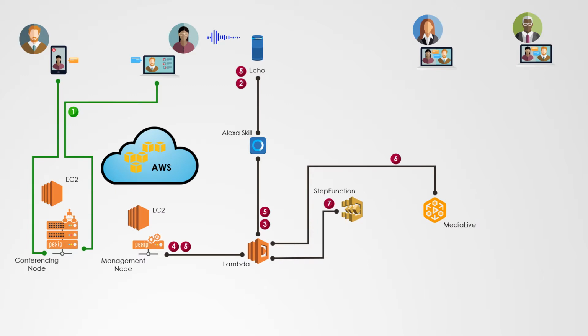Now, why am I doing that? There is a very good reason for that. Because the Media Live service takes some time to start the streaming channel. So if I don't wait for the streaming channel to be fully running and instruct the Pexip conference node to stream right away, then I'm going to be streaming the media while the streaming channel is not up and running. And basically the Pexip conference node will disconnect.